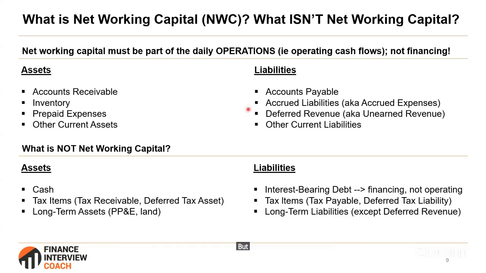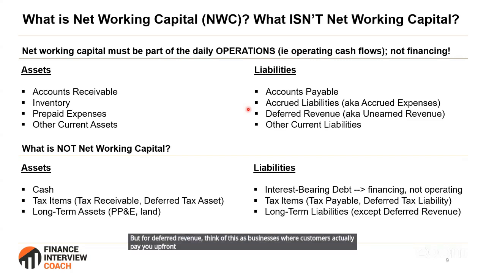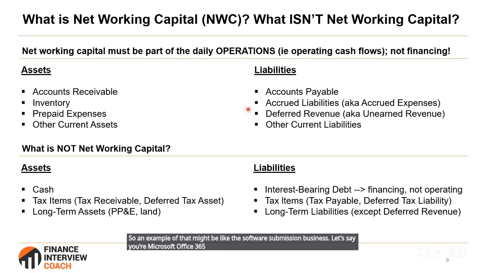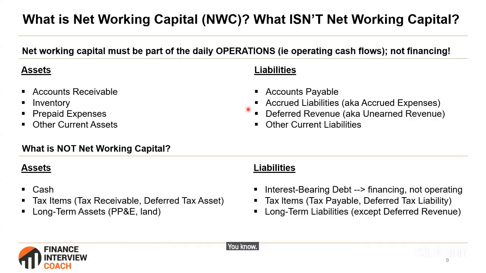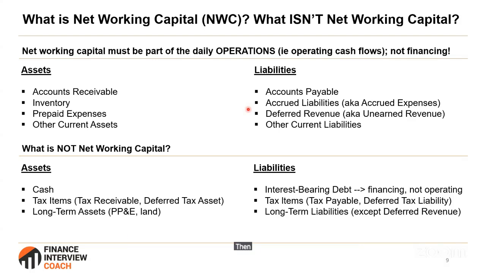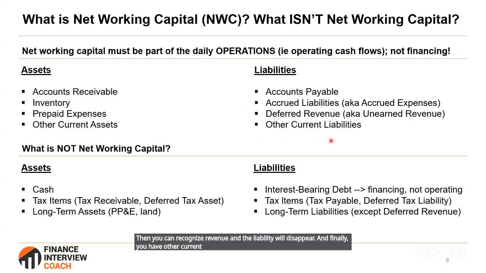But for deferred revenue, think of this as businesses where customers actually pay you upfront for a service you have not yet delivered. An example of that might be the software subscription business. Let's say you're Microsoft Office 365 and somebody pays you for a full year. You haven't actually given them anything yet. So you have to recognize that as a liability, as a service that you owe, and only when you've given them the service, after a year has passed and they've gotten the benefits of using Microsoft Excel and Word and that kind of thing, then you can recognize the revenue and the liability will disappear. And finally, you have other current liabilities, which once again is just a bucket of other things.